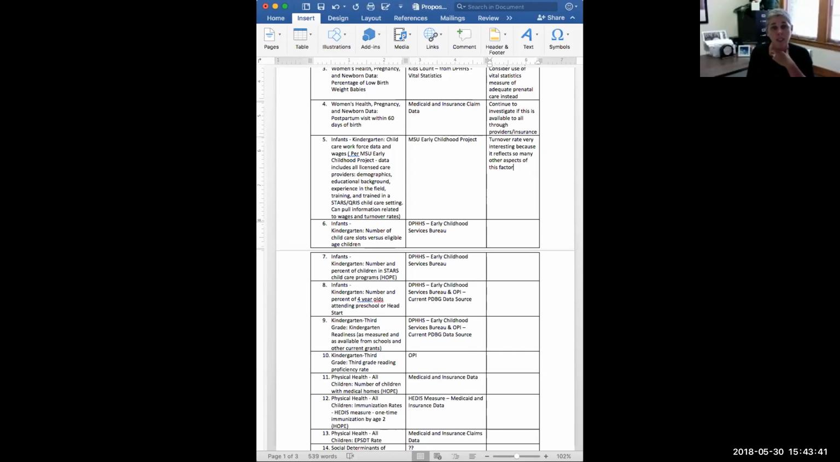Number 7 would just be the number of children in STARS childcare programs. So those are their quality rating improvement service sort of measures that some childcare facilities have. And then lastly, in that age group category would be the percentage of 4-year-olds that attend preschool or Head Start. The data would have to be obtained from DPHHS and OPI, and we would just use whatever data they're using for their current preschool development block grant and related programs. So there's that next subcategory.